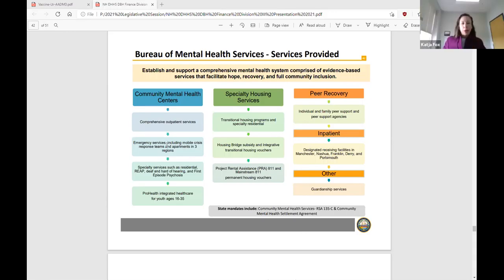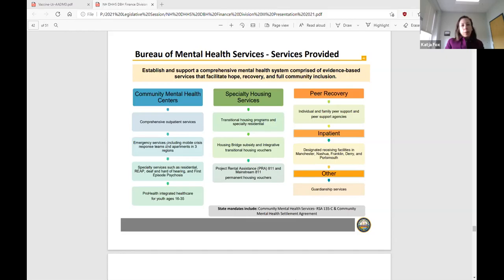So the middle one is about housing services. I think everyone is acutely aware of the housing crisis that we have in the state of New Hampshire, as evidenced by the individuals who are homeless and by the tight real estate market that we're reading about every single day. So these housing services are specific for individuals with severe mental illness who need more support than just having a place to stay, so to speak. So we have specialty residential, transitional housing.